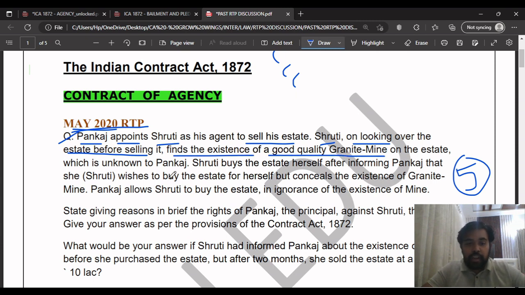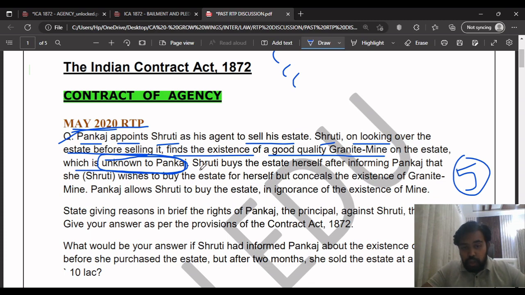It is a granite mine on the estate which is not known to the principal. This much only, after reading this much, you should get a hint of which provision it is trying to refer to, because this provision is very important. Section 215, 216 provision, I had told you so many times when I was discussing.